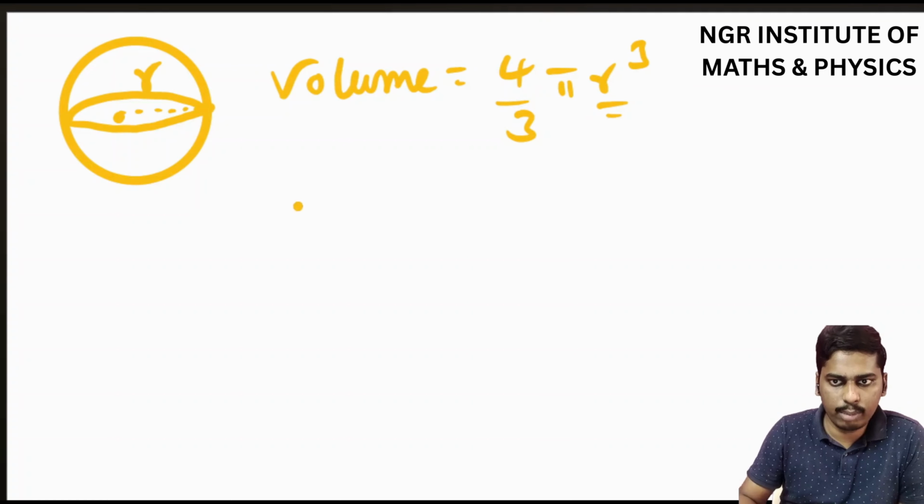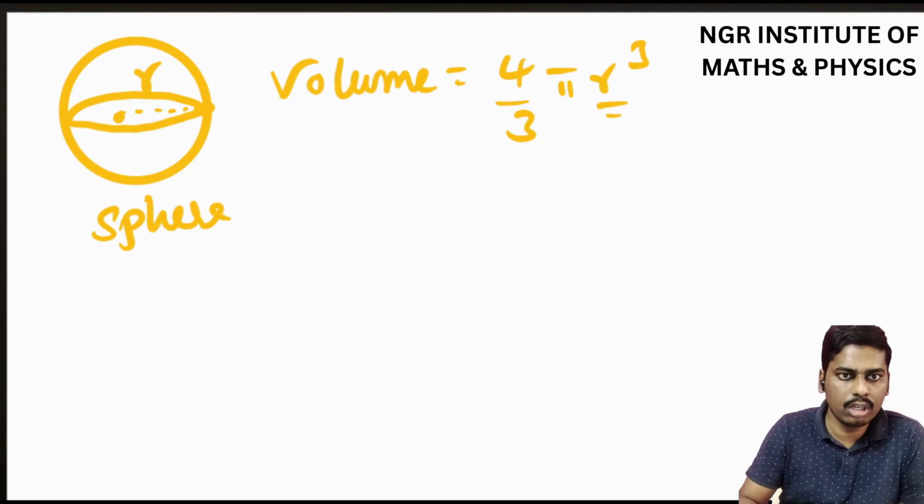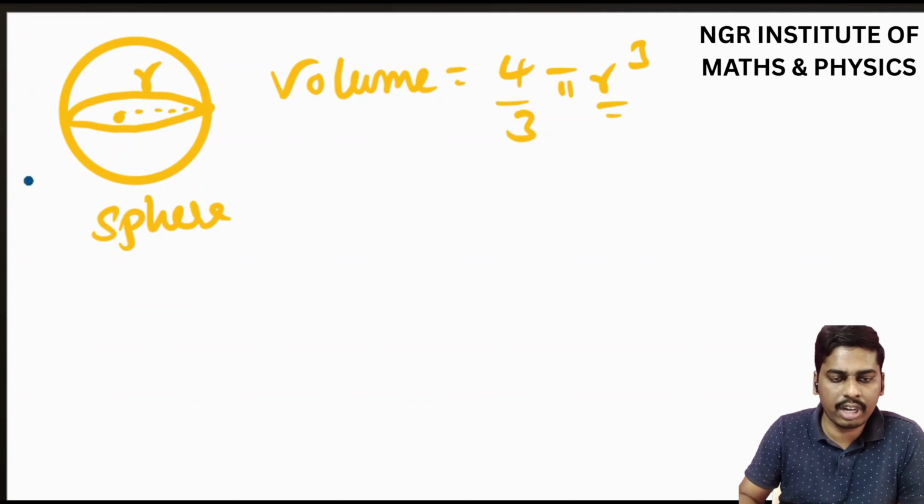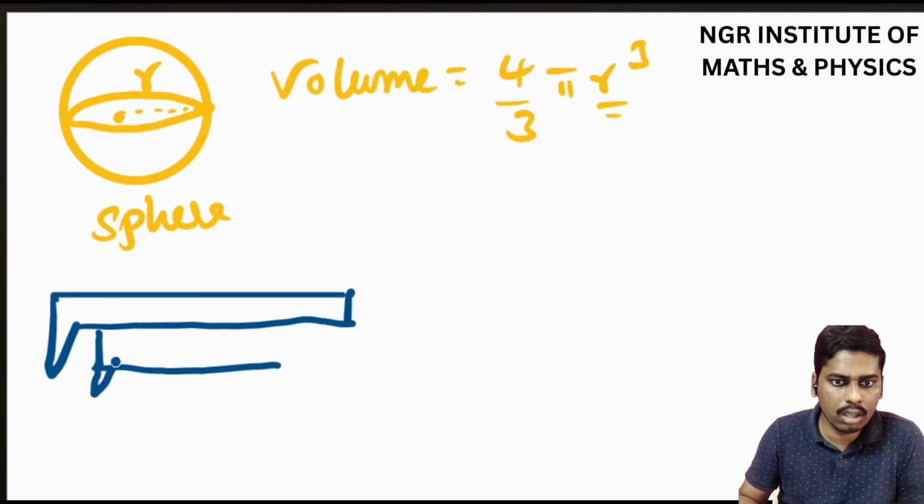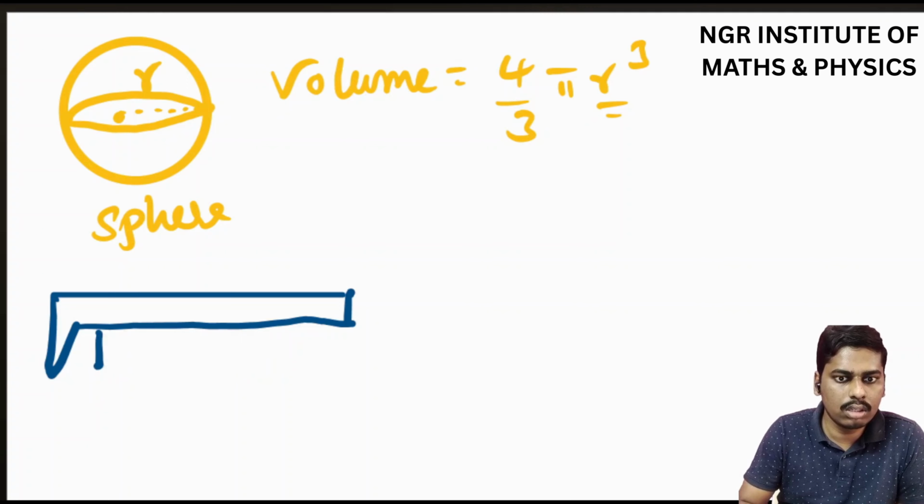In order to know the radius, we need to know the diameter of this sphere. To calculate the diameter of this sphere, we use a special device called vernier caliper, and I'm going to discuss that also in the later part of the sessions. Using this device, we calculate.